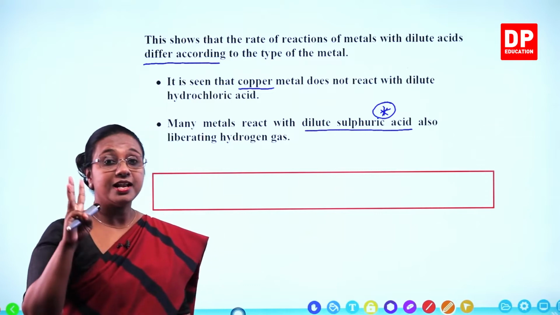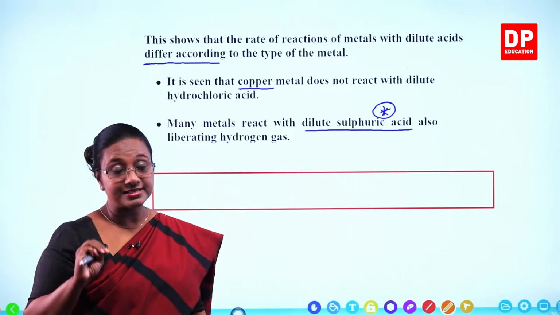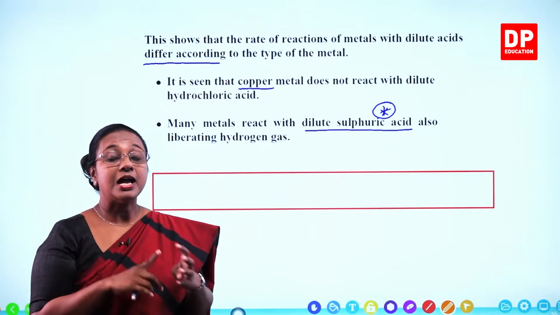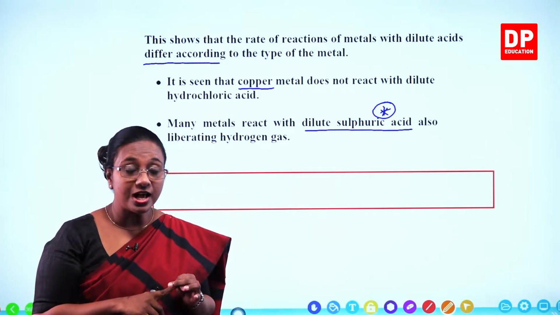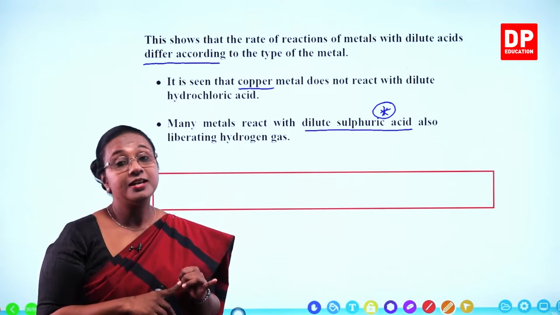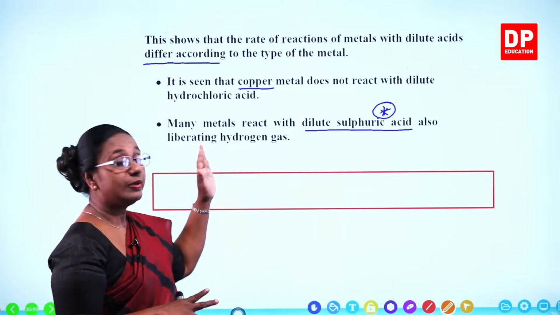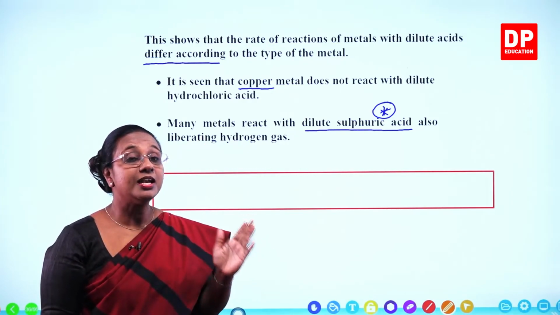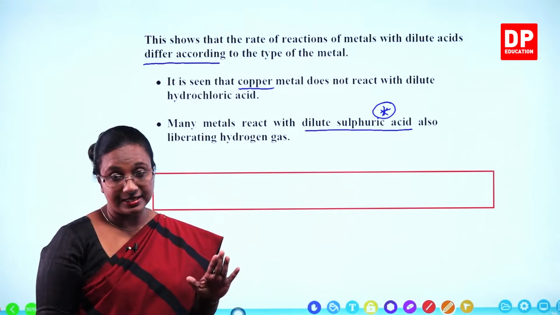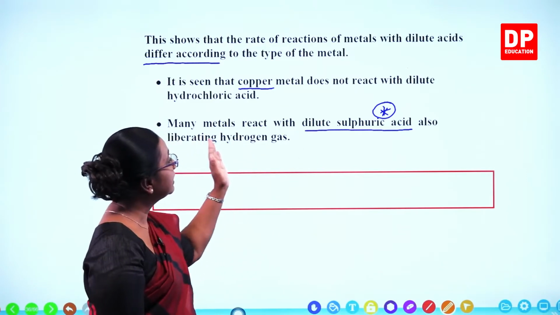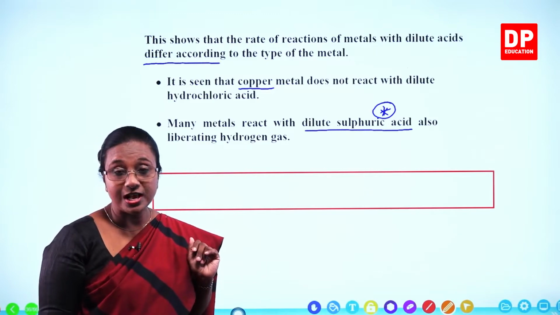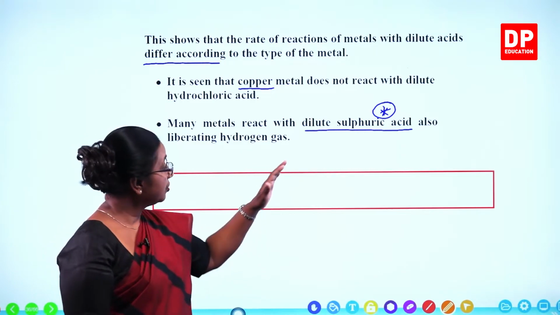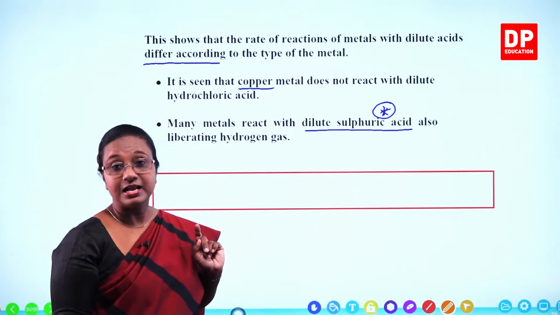Now we said there are three common acids that are used in the lab: dilute hydrochloric acid, dilute sulfuric acid and dilute nitric acid. Out of those, we looked at the activities. We did the activity only with dilute hydrochloric acid. The same way, metals react with dilute sulfuric acid as well. So, they liberate hydrogen gas.